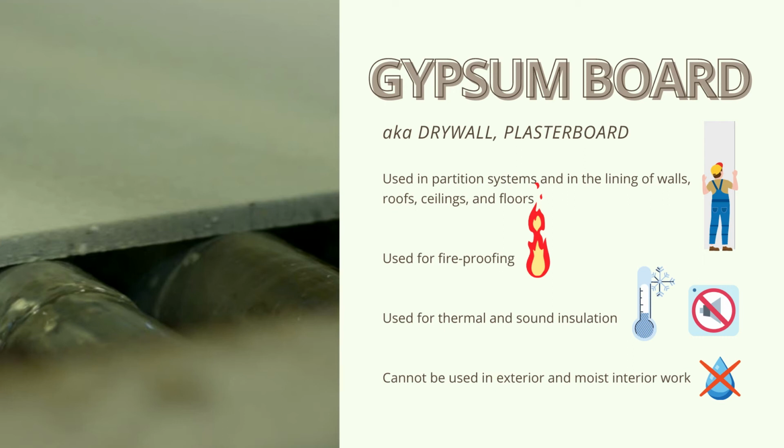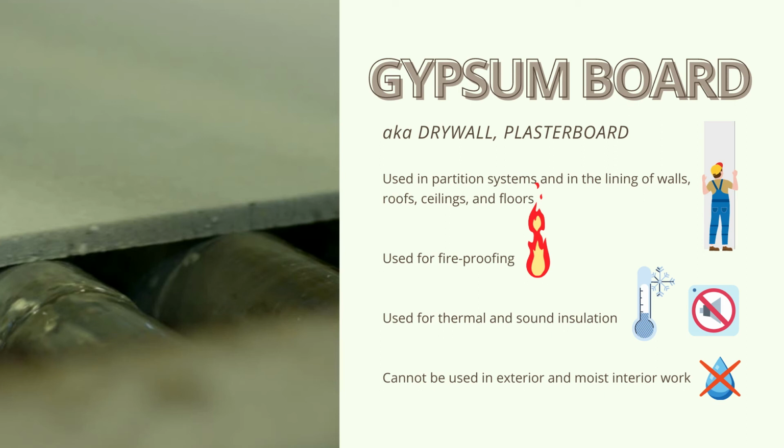Third, gypsum board, otherwise known as drywall or plasterboard. It contains a gypsum core embedded inside paper facing. It is used in the building of partition systems and in the lining of walls, ceilings, roofs, and floors. It can also be utilized as a fireproofing material since gypsum is non-combustible and its crystals contain small amounts of water.